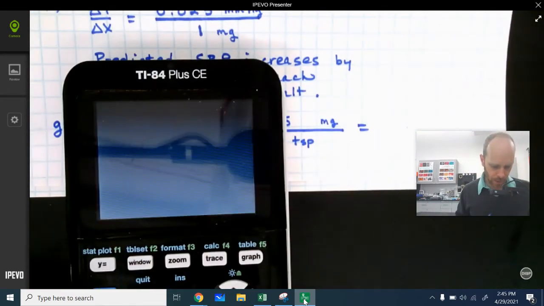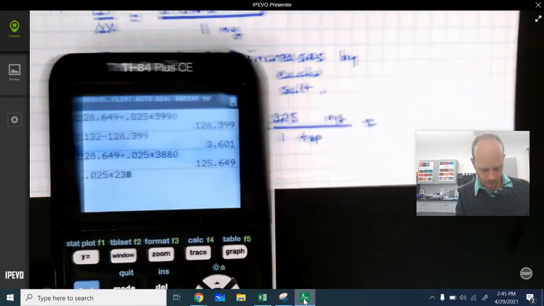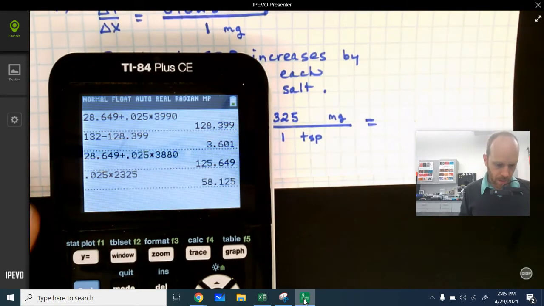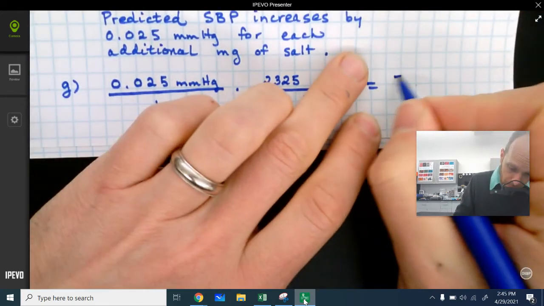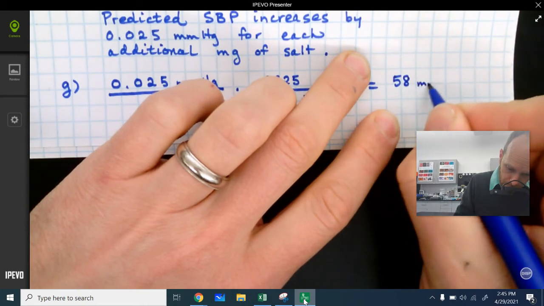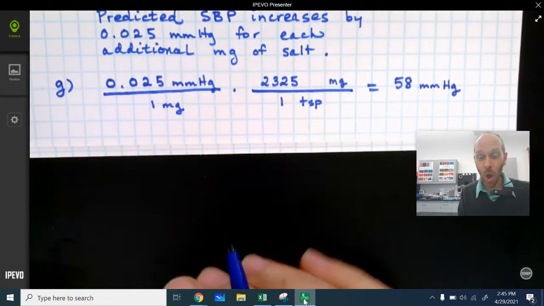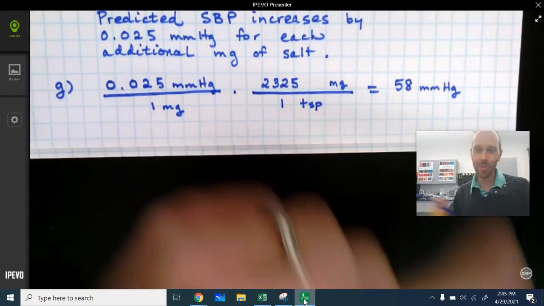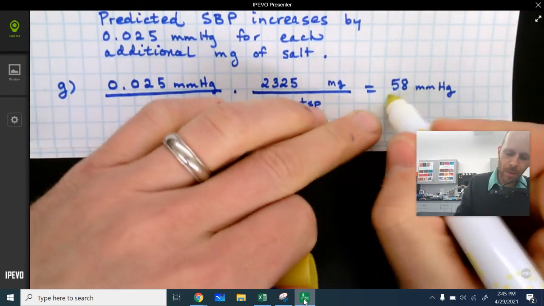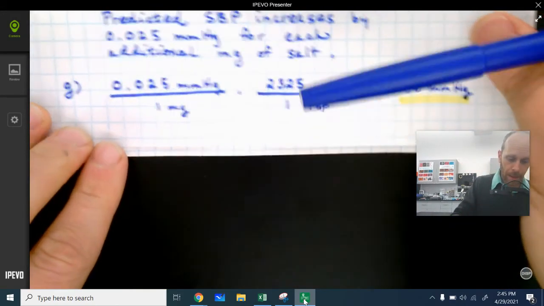And this is kind of wild. Check this out. 0.025 times 2325, 58 points. Okay, so my advice to you, don't eat an extra teaspoon of salt, because this would be incredibly damaging to your health. All right, so let's continue.